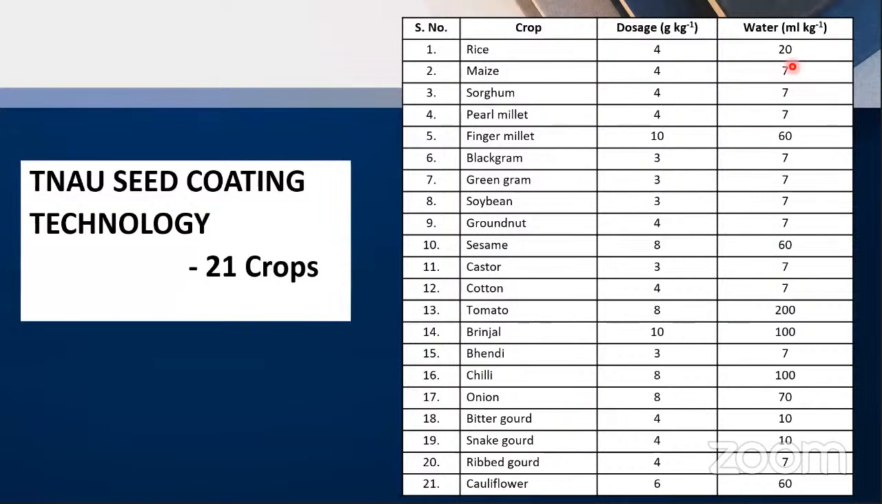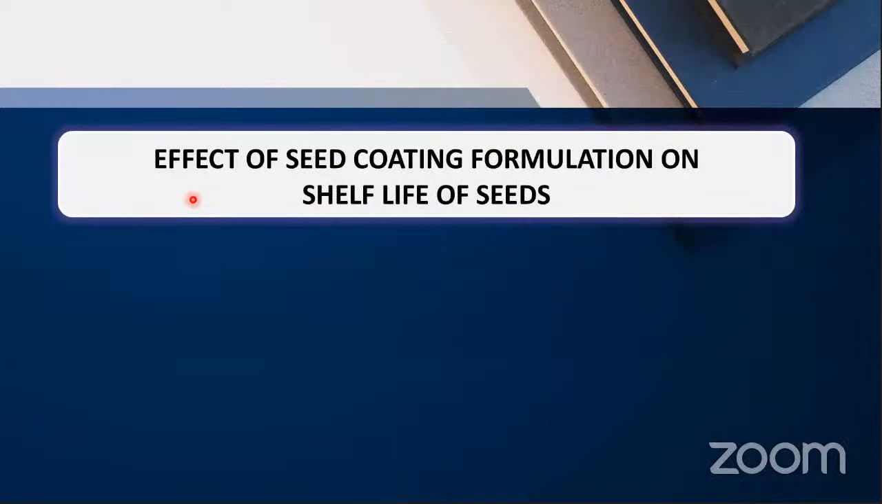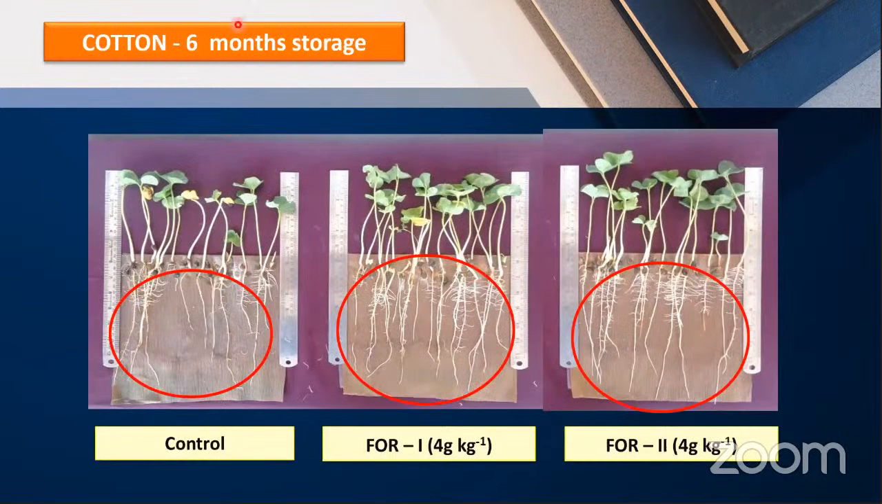So this is the dosage, and this is the amount of water that you should add: 8 grams of the polymer for tomato, along with 200 ml of water, like that. So what is the effect of the formulation on the shelf life of seed? We have seen, you can see this is after 6 months of storage.